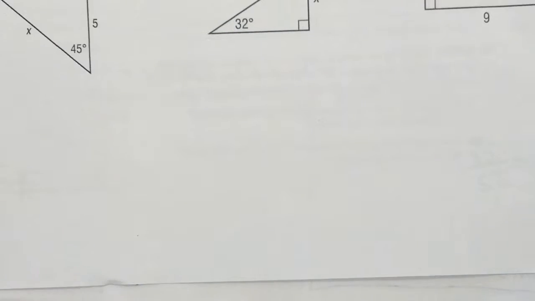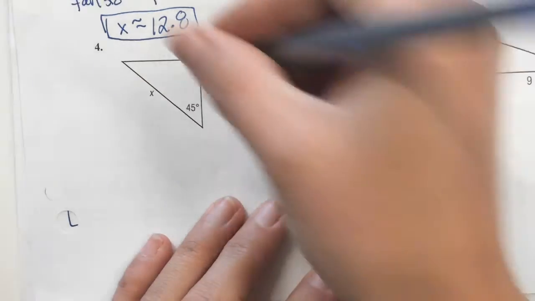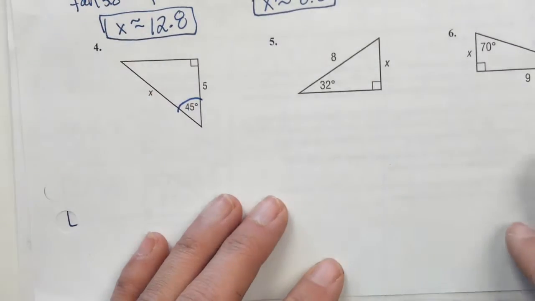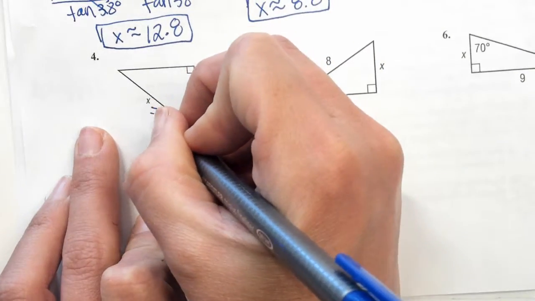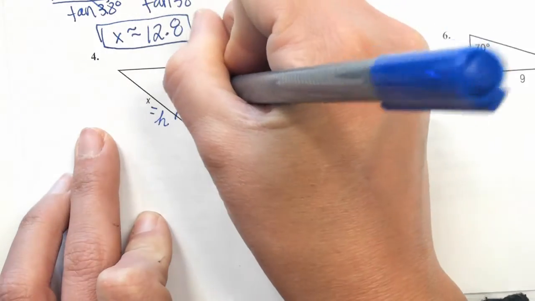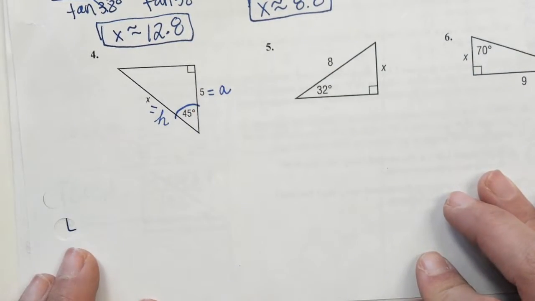Alright, what's the angle that we'll be using on number 4? Yes, the one they give us, which is 45. We can't ever use 90. What is x compared to 45? Good, because it's across from the 90 degrees. And 5 is our... So what trig function deals with adjacent and hypotenuse?